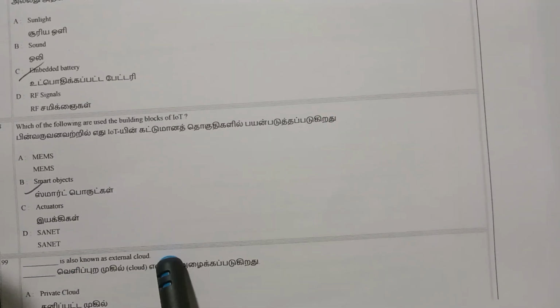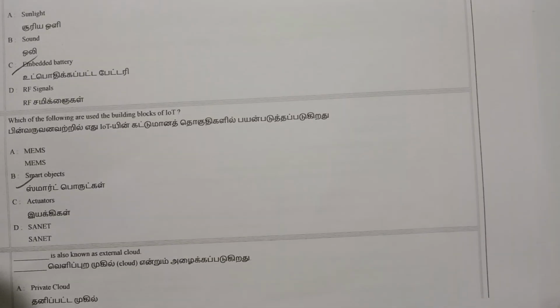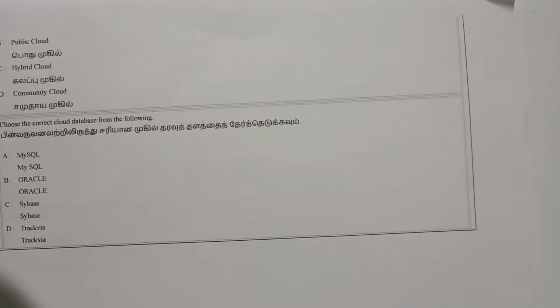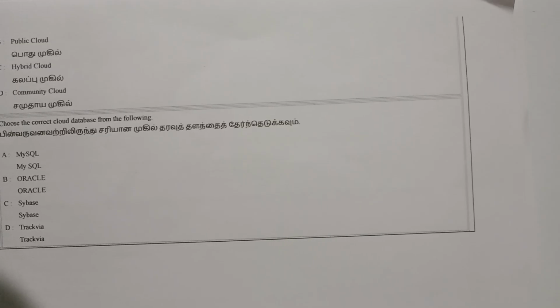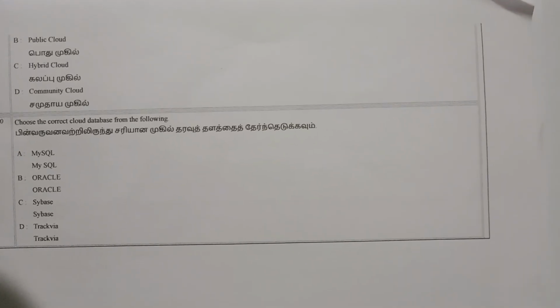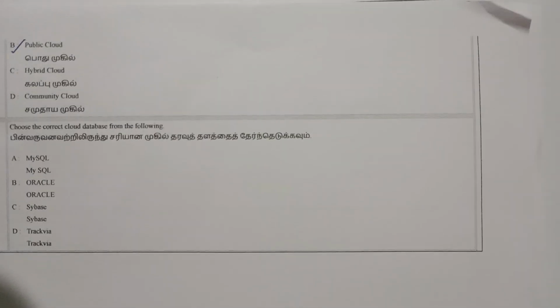Dash is known as an external cloud. So what is an external cloud? Private cloud, public cloud, hybrid cloud, or community cloud. So the correct option is B, that is the public cloud.